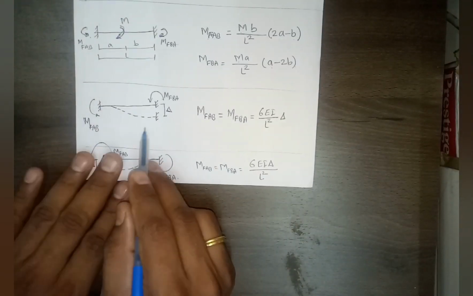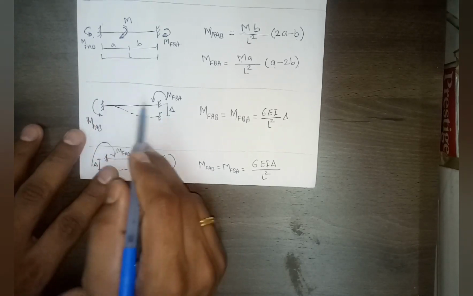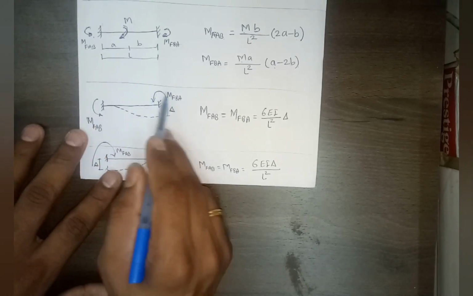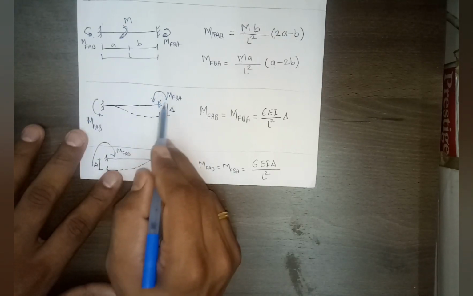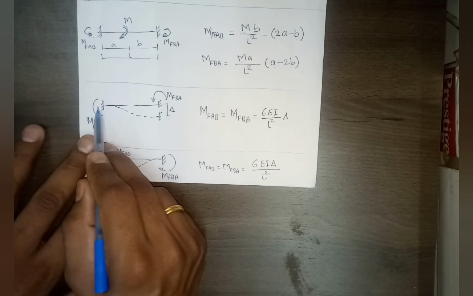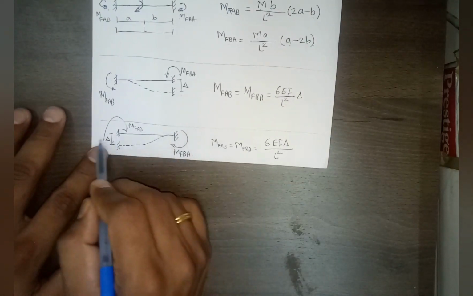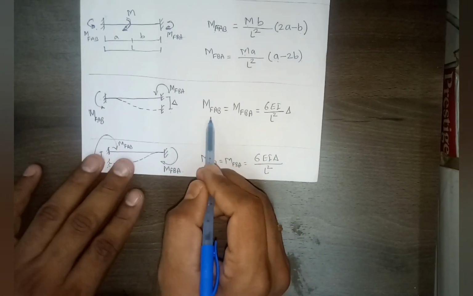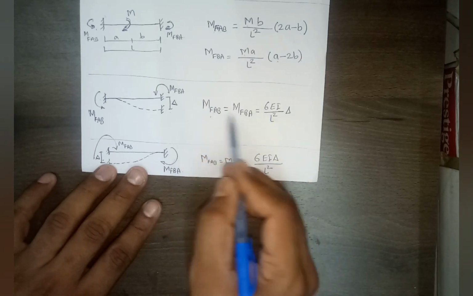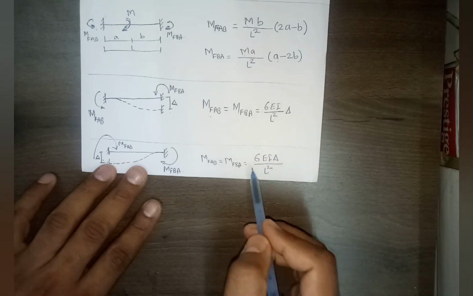And then finally, the settlement of support. Here, if the B support is settling down, then this will be an anti-clockwise moment, this a clockwise moment, and so on, with this one also anti-clockwise, right? Whereas if the A support is settling down, then the moments will be opposite. So this will be clockwise, this will also be clockwise, and we know that the magnitude will be the same at both ends, which is equal to 6EI by L square into delta, right?